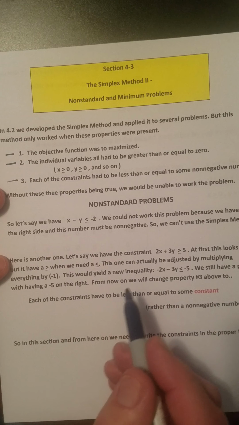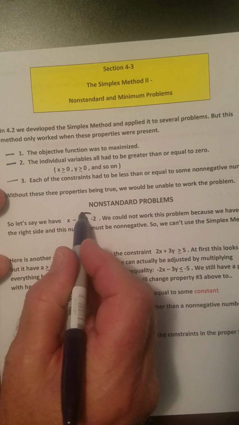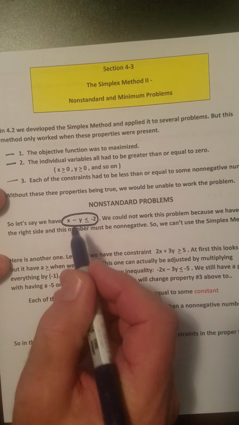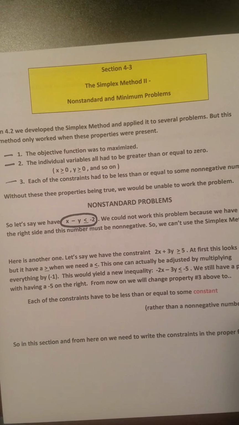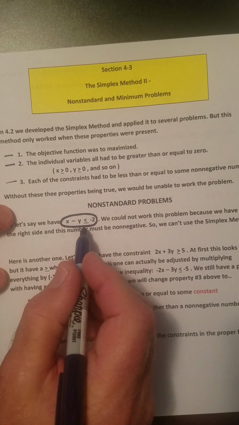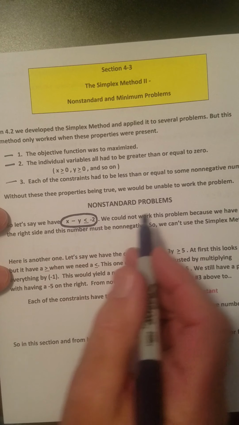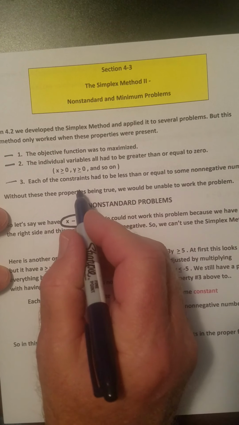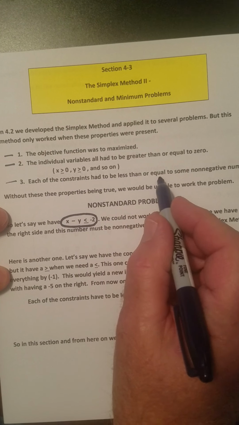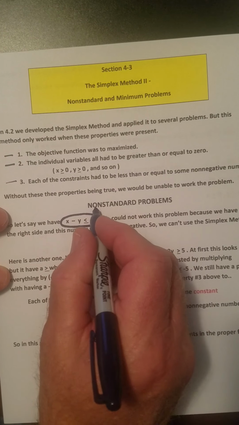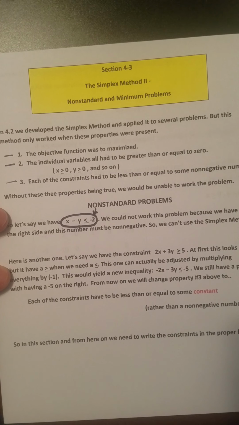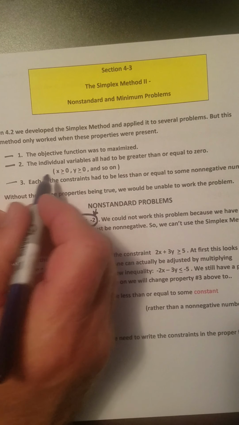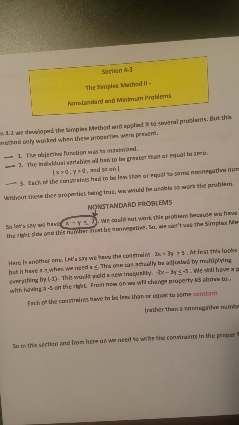So before I show the example, let's look at this. Let's say I've got this situation here. That's one of our constraints. See anything wrong with it? Think about what we're doing up here. Well, this is going to violate the rule right here. The constraint must be less than or equal to some non-negative number. So right there I've got a -2. You can't do it. So it didn't fit with these, so we can't use the simplex method, at least not using what we did before.